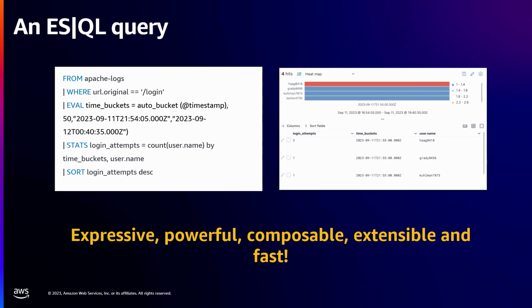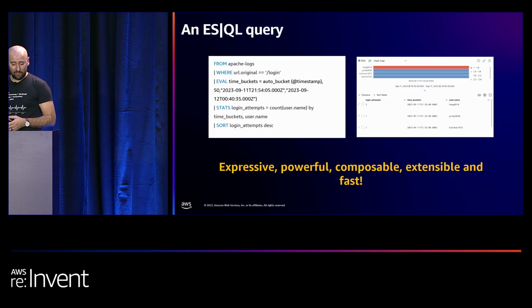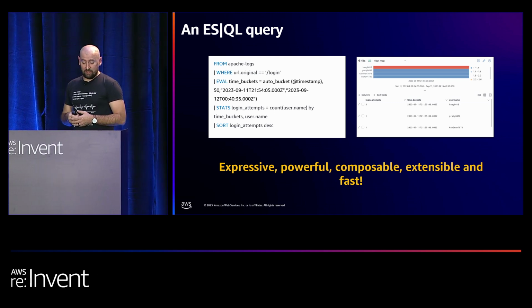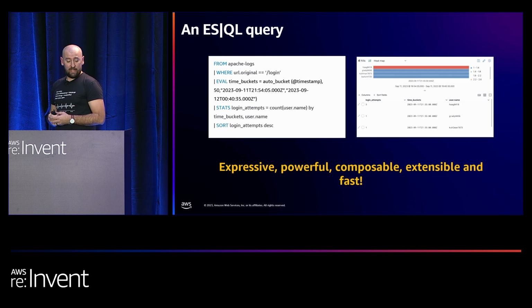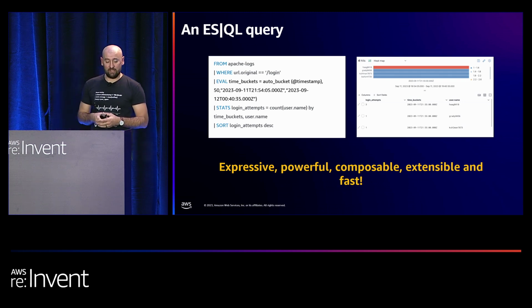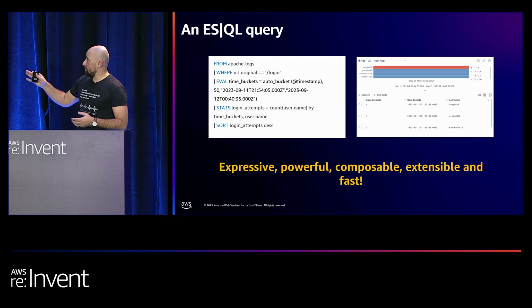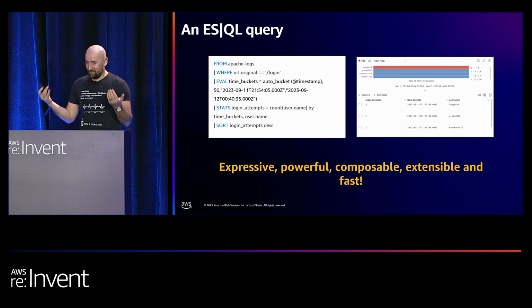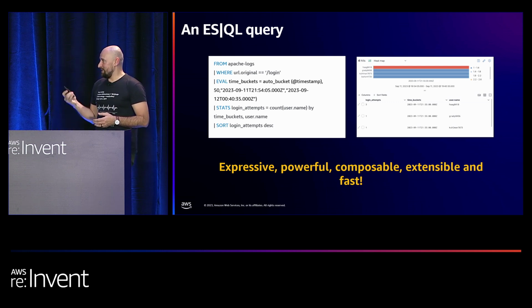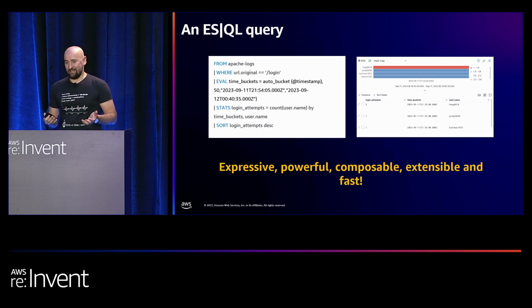So what does an ESQL query look like? If we take this example, we have both the query and the result represented. On the right, you see the query that selects data from Apache logs, then filters for log entries related to the login page, and then buckets these entries into specific time intervals. It counts the number of logins for each user in those time intervals, and then outputs the result sorted by the highest number of login attempts. This produces both a tabular form of the results and also a visual representation. We'll showcase that later as well. But ESQL is expressive, powerful, composable, extendable, and fast.